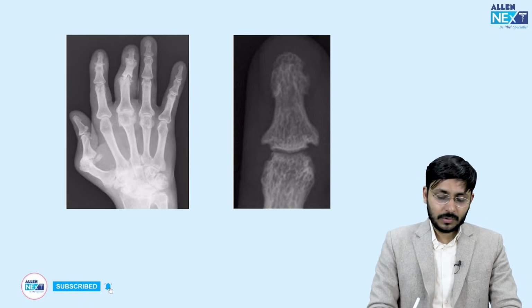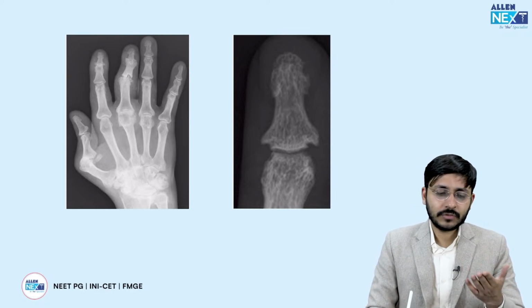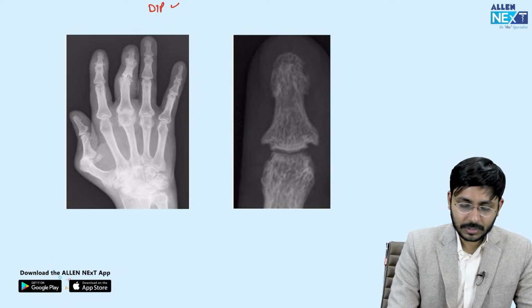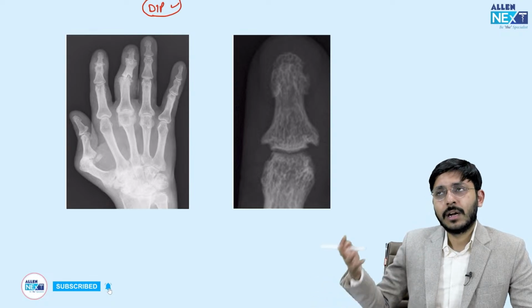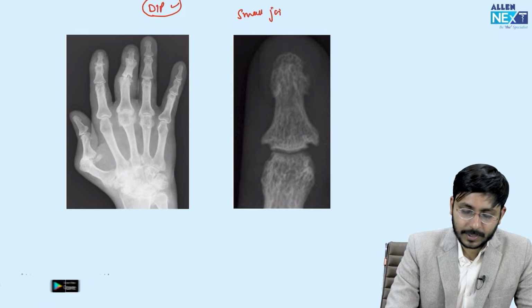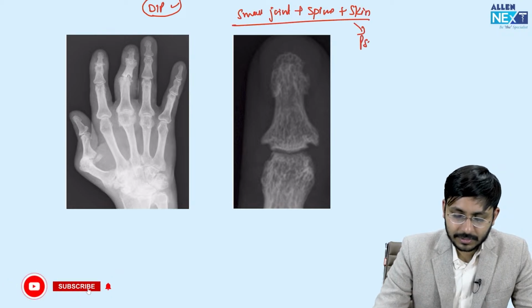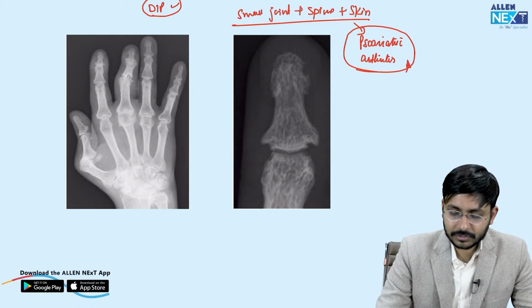Okay. Now, since we're talking about the various arthritides, one of the arthritides affects the DIP. I told you RA spares the DIP. So if involvement of DIP is there and involvement of spine is there along with some skin lesions, so small joint involvement plus spine involvement plus some skin lesions, then we are dealing with psoriatic arthritis. Okay.